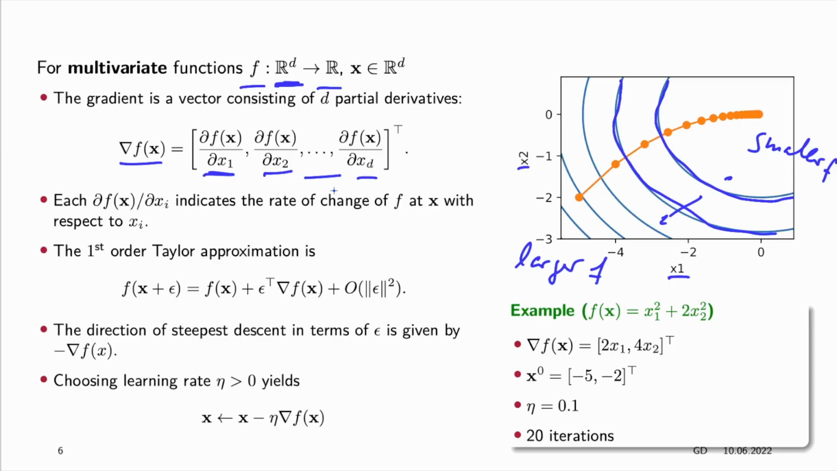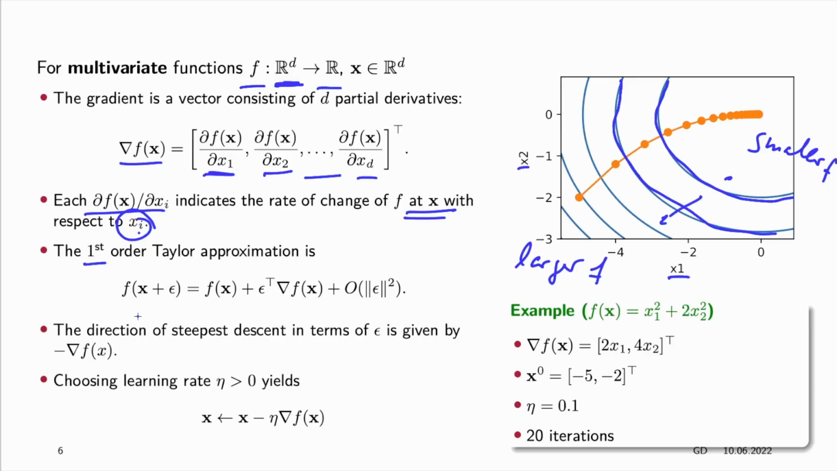And this gradient vector is something like the direction of steepest ascent. So it's the vector that shows you a rate of change at this point x that you're currently at, with respect to each dimension xi. So the partial derivative is the rate of change of f with respect to that particular coordinate xi.